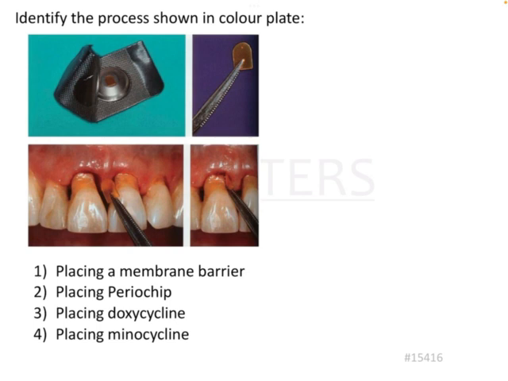Identify the process shown in the color plate. So we have a 4-step procedure here. There is some medicament or a membrane or some kind of a delivery system. Okay, so this one is the point number 1. So this is what it looks like.